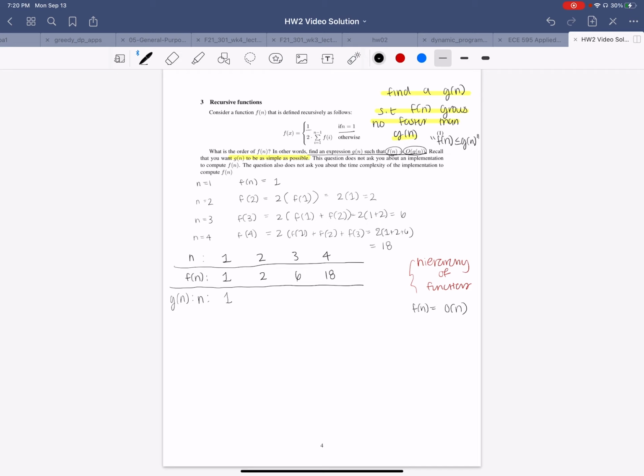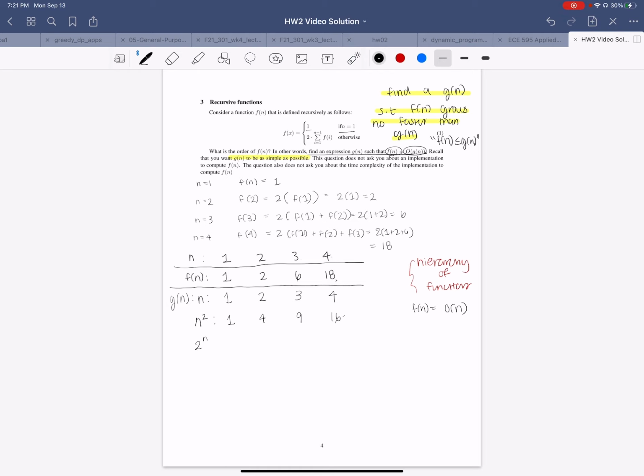So if that was the case, this would be like this. We can see that's not true. 6 is bigger than 3, and 18 is bigger than 4. So the order of f of n is definitely higher than n. So the natural guess would be to go to n squared. So we have 1, 4, 9, and 16. I just squared these values of n here. So we can see it starts to look good. 1 less than or equal to 1, 2 less than or equal to 4, 6 less than or equal to 9. 18 is not less than or equal to 16. So we know that's not right.